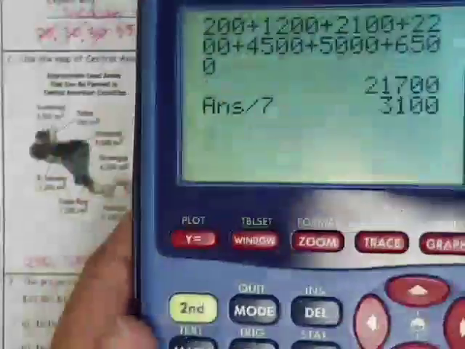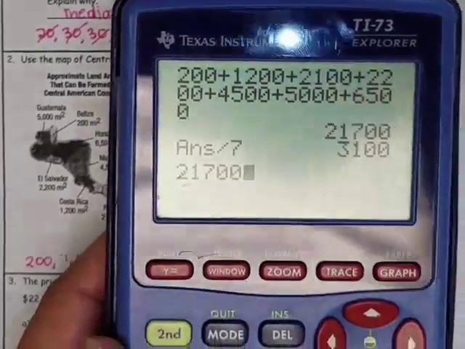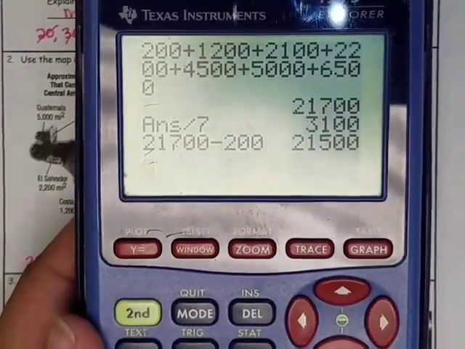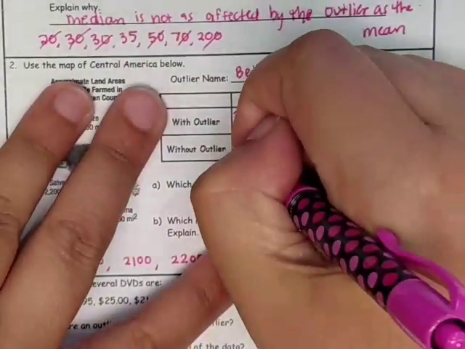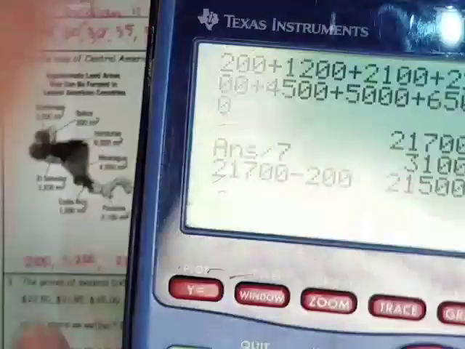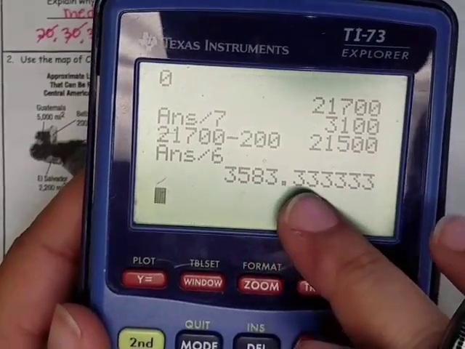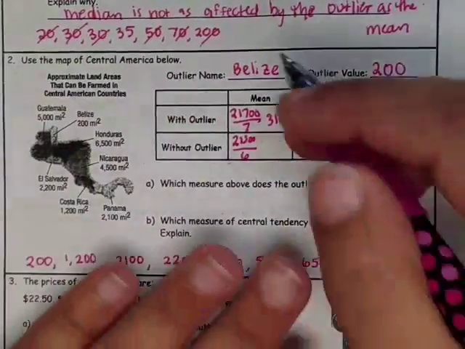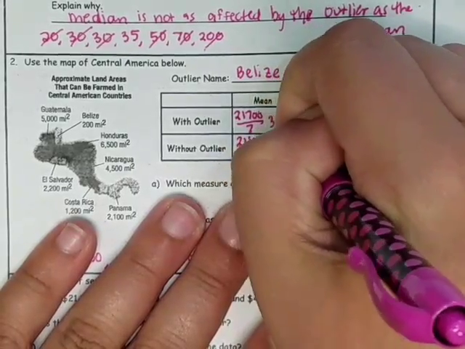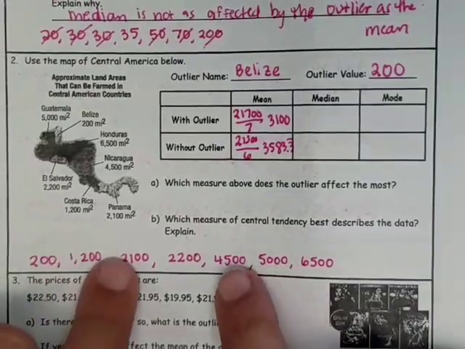Okay? And then what we can do is take that 21,700, subtract the 200 that we don't want to use because that's an outlier. So we get 21,500. We're going to divide that by 6 because we have one less item to use. So we get 3,583 and one third. So we're just going to round that to 3,583.3.